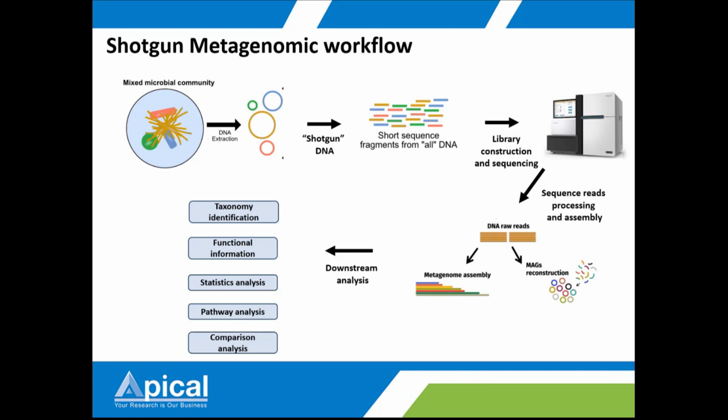So we shotgun it, make it small pieces, and from this shotgun DNA we do library construction, and we sequence the library using the Illumina platform. From the sequence reads generated by this Illumina machine, we can process and assemble them. Right, so we can get the assembled DNA metagenome, or we can try to reconstruct the MAG.